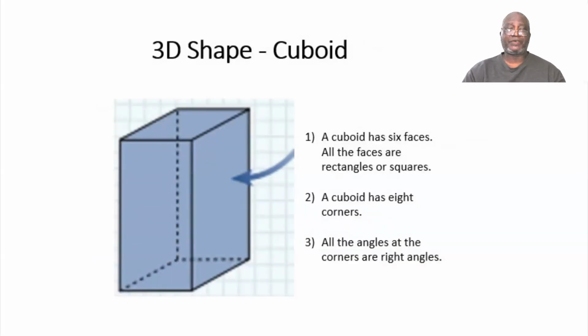A cuboid is very, very similar. What's the difference between a cube and a cuboid? A cuboid has 6 faces like a cube. And all the faces are rectangles or squares. That could be one significant difference. A cuboid has 8 corners, again, like a cube. And all the angles at the corners are at right angles. So if you remember, you see why I said that a square is a form of rectangle? Well, it's the same with the cuboid and the cube.